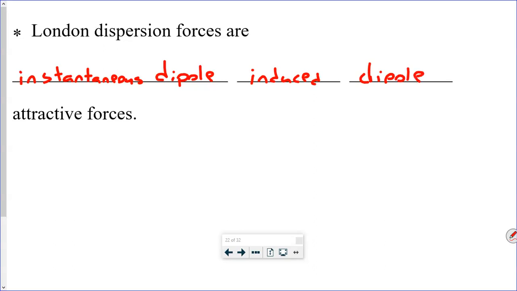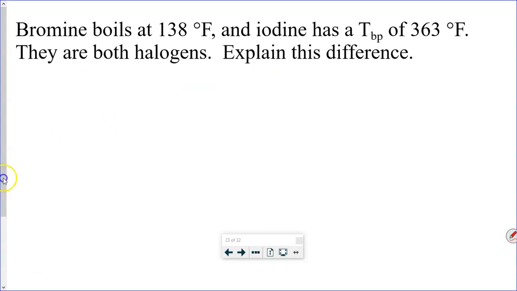All right, let's keep going. Bromine boils at 138 degrees Fahrenheit. Iodine has a boiling point of 363 degrees Fahrenheit. These are both halogens. Explain this difference. Now, I used freedom units, Fahrenheit. Don't mind that. Essentially, I just want you to recognize that this one's bigger and that one's smaller, and I want you to try to explain why.